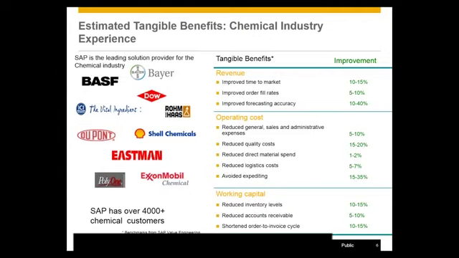On improved order fill rates, we are seeing almost a 5 to 10% improvement, we can show it, and with improved forecasting accuracy, close to 10 to 40%, depending on how it is deployed. Again, on the side of the operating cost: reduced general sales and administrative expenses, reduced quality cost, avoided expediting, or reduced logistical cost. So all have a parameter.